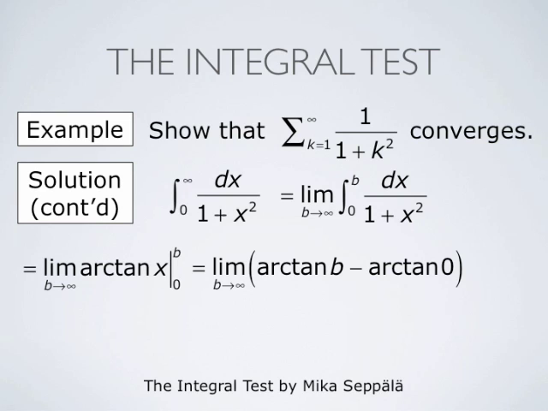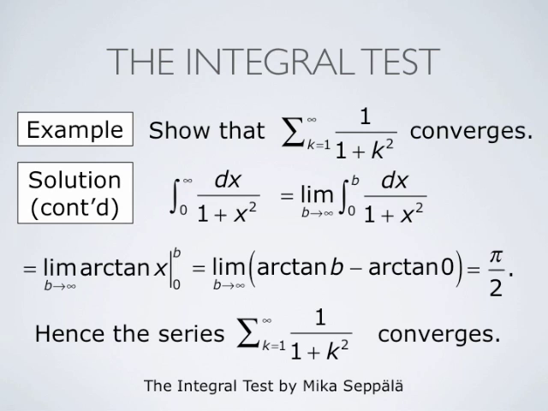Arctangent of 0 is 0. The limit of arctangent of b as b goes to infinity is pi over 2. So the value of this improper integral from 0 to infinity of dx divided by 1 plus x squared is pi over 2. And this means that the improper integral converges, and hence by the integral test also the series summation k from 1 to infinity of 1 divided by 1 plus k squared converges.